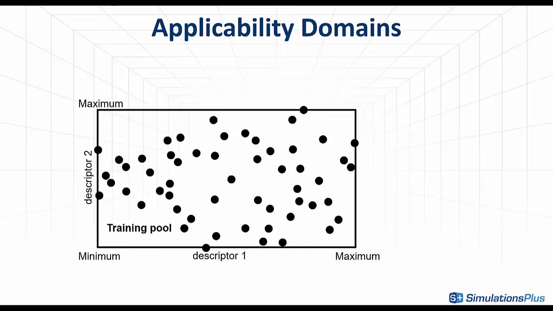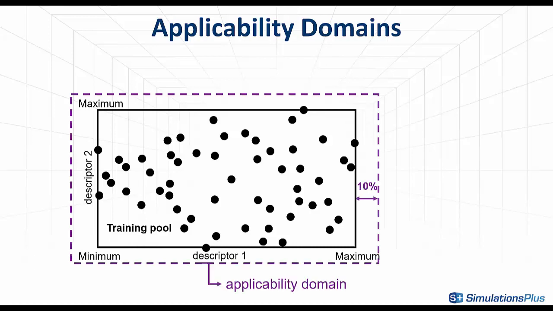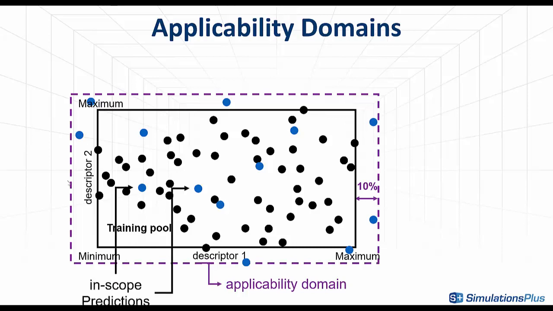And in this example, we have a model that's based on only 2 descriptors. So we have descriptor 1 and 2. And we know for the training pool all of the values of these descriptors, so we can calculate the minimum and maximum value. And then additionally, we apply a 10% border around this minimum and maximum value. And then any compounds that are predicted whose properties are within this range would be in the applicability domain or in scope of the model.